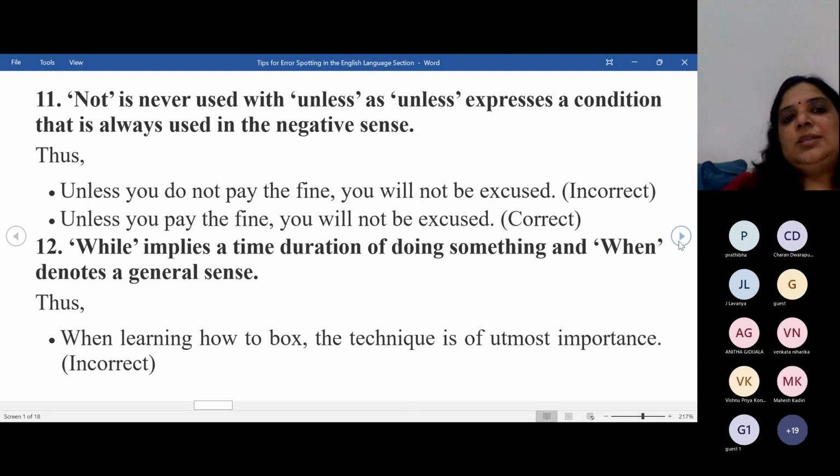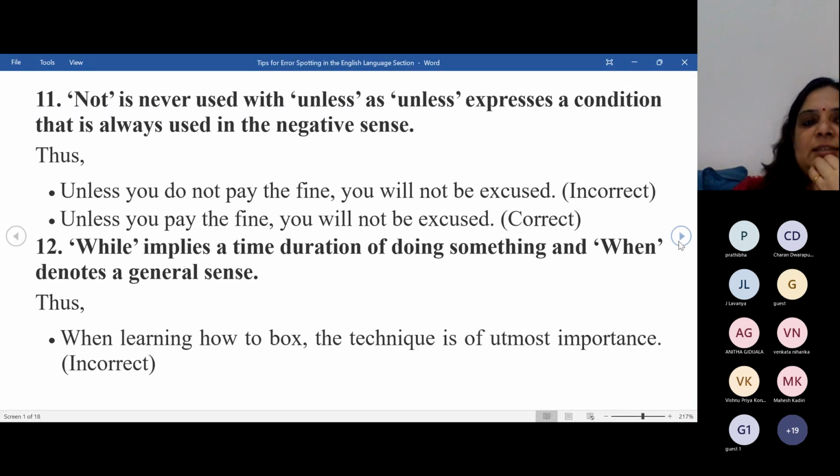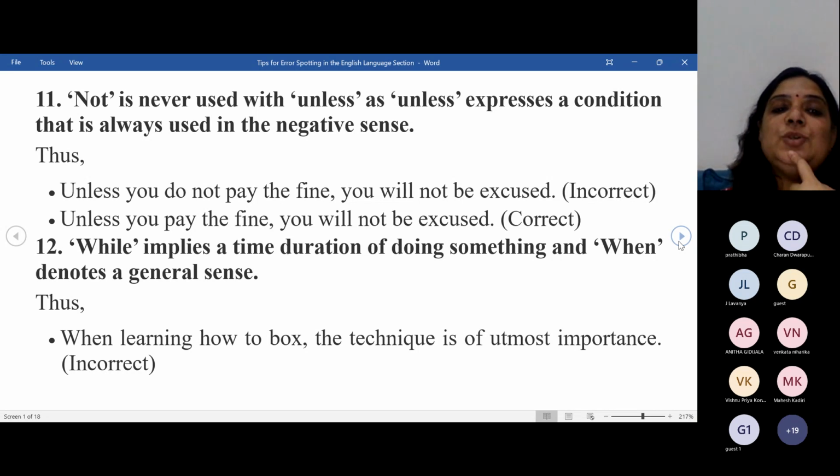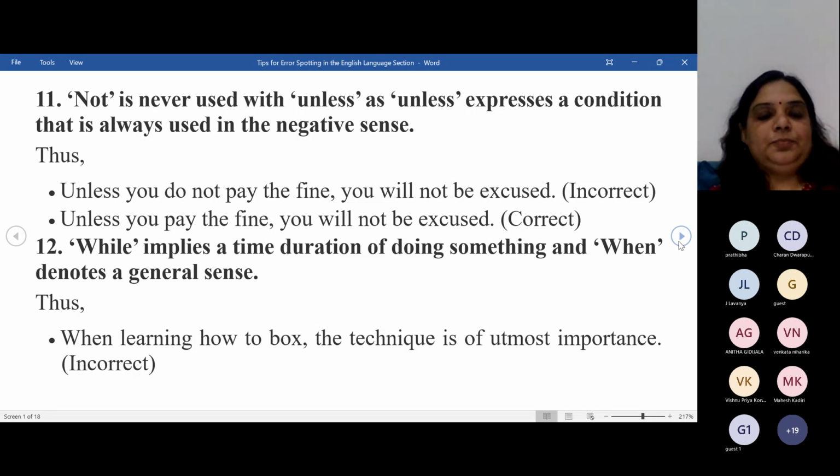Then "not" is never used with "unless," an expression of a condition that is always used in the negative sense. Like, "unless you do not pay the fine, you will not be excused" uses double negatives here. So that is not correct. Unless you pay the fine, you will not be excused. Or unless you do your homework, you will not get the chocolate. Or unless you finish your homework, you will not get to watch the movie. You never say "unless you do not do your homework." There are double negatives here. We never use two negatives in a sentence. So "unless you do not pay" is wrong. Unless you pay your fine, you will not be excused.